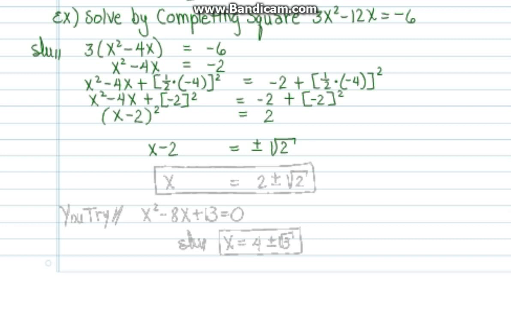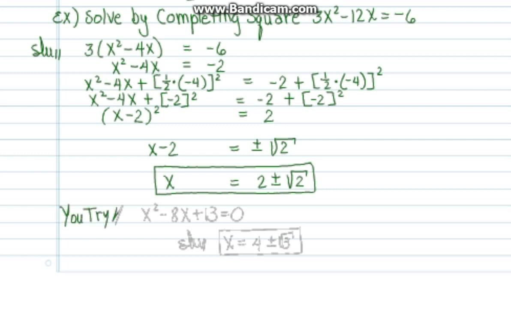And then finally, the last step is to solve for x. We'll just add 2 to both sides. It gives us x equals 2 plus or minus the square root of 2. And we're finished.